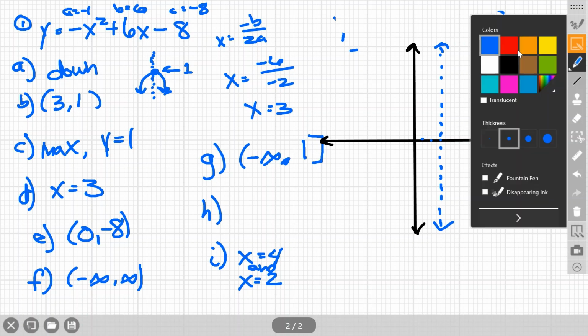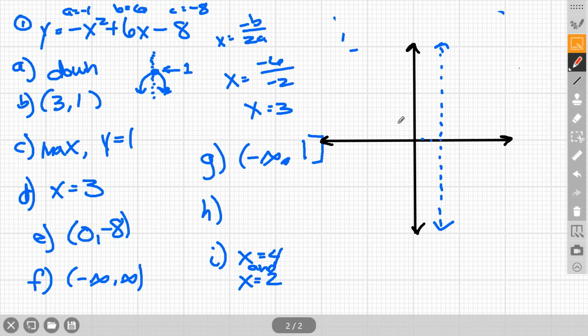My vertex is going to be on there somewhere. So my vertex is at 3, 1. It's like right here. My y-intercept is at 0, -8. It's somewhere about right here, so I can reflect that onto the other side, somewhere over here. The x-intercepts are at 4 and 2, so like right here and right here.